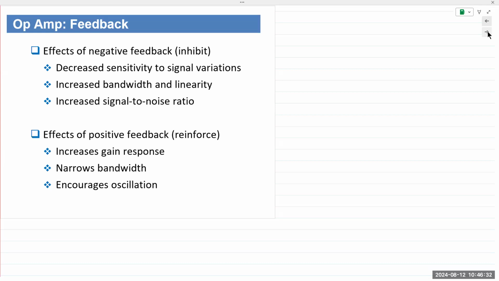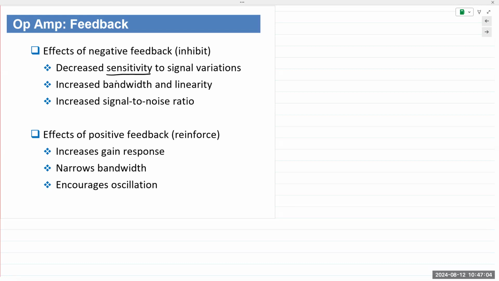So negative feedback, obviously, when it says negative, we are talking about out of phase, right? We are providing it into the negative terminal. Negative means out of phase, so it decreases the input that's going in. You have an amplified output coming from the output, and you take that and feed it back into the input. So it decreases or inhibits sensitivity to signal variations.